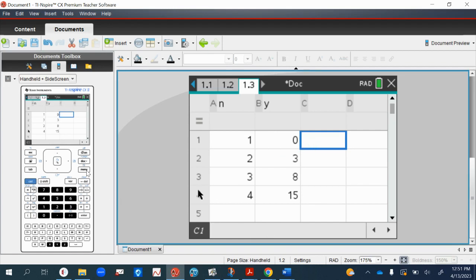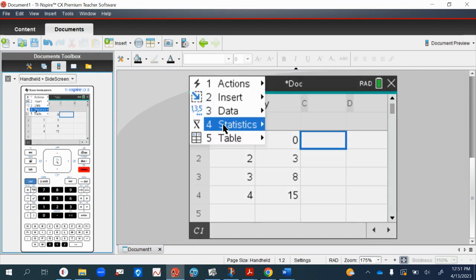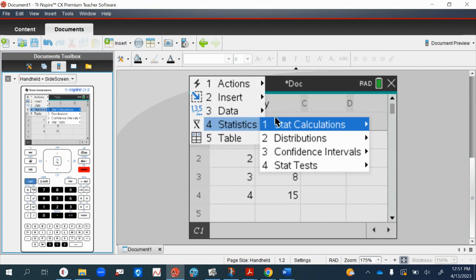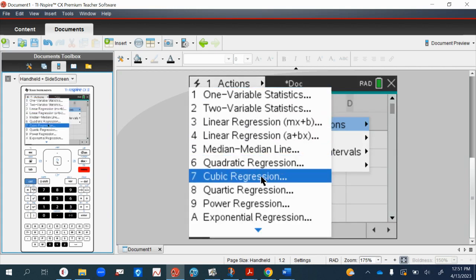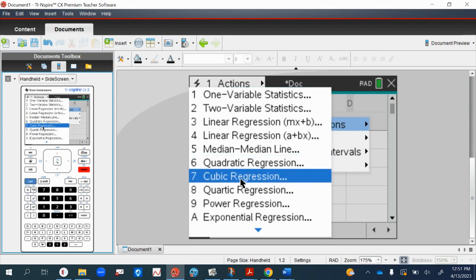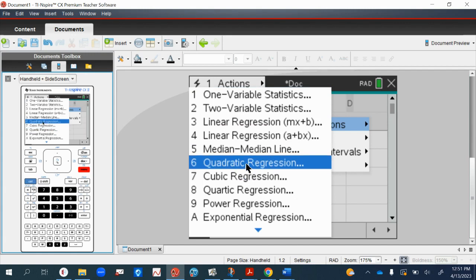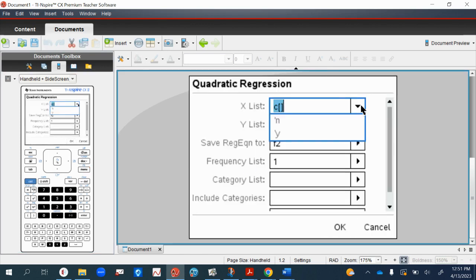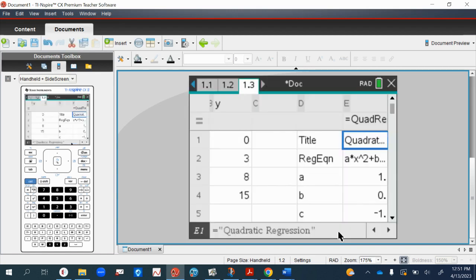So if we go to that blank cell, then go to menu, you go to statistics, you go to stat calculations, and you're going to pick one of these 3. So it's going to be quadratic regression. Remember, if the third difference was the same, then it'd be a cubic, and you'd pick cubic regression. But the second differences are the same, so it's quadratic regression. So just click on that. You've labeled your first column n, and your second column is y, so it just matches up here, and then just click on OK.